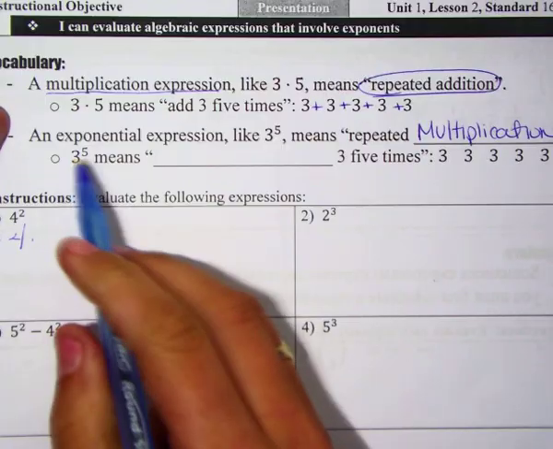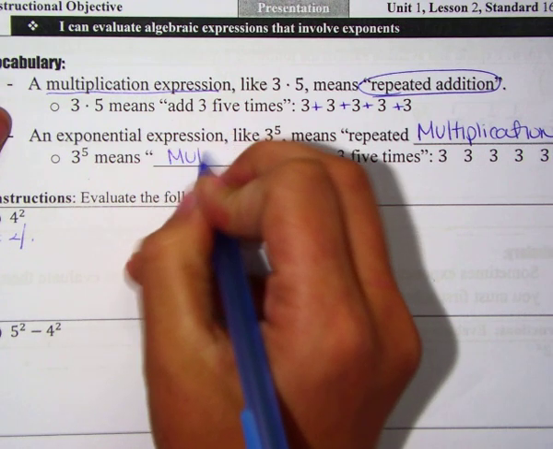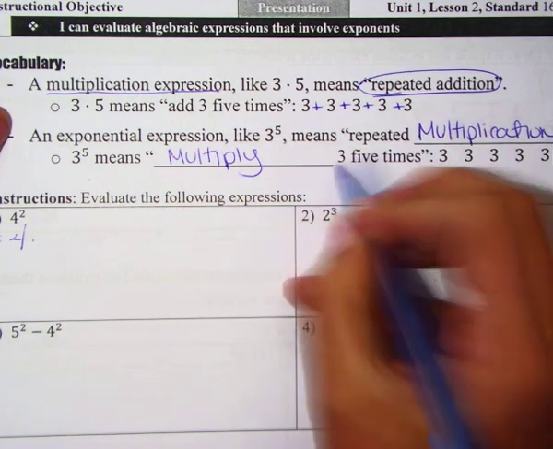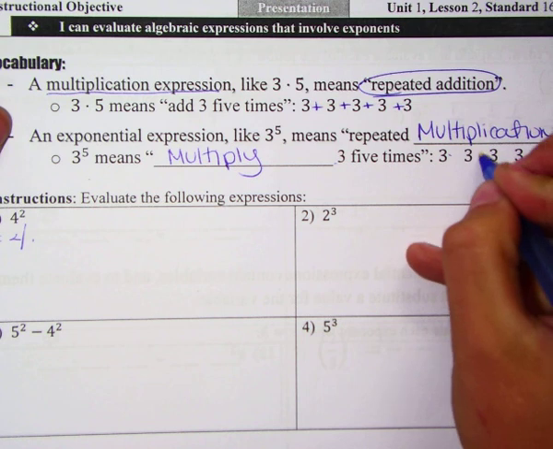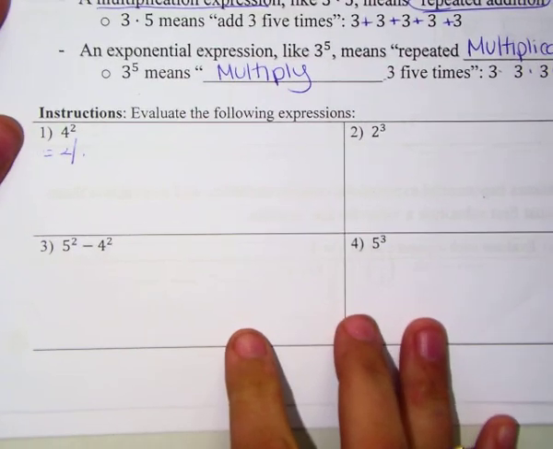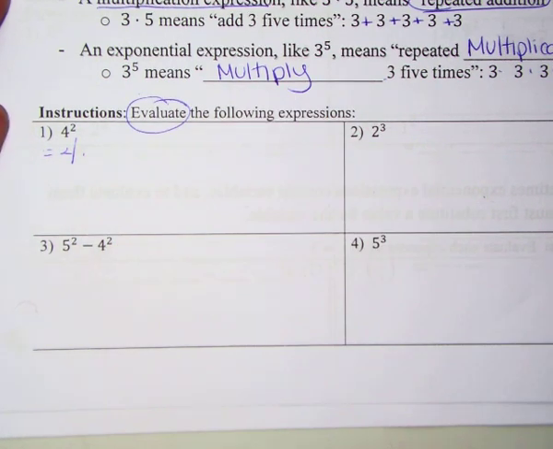3 to the 5th means multiply 3 5 times: 3 times 3 times 3 times 3. So let's go through these examples. You're going to evaluate the following expressions.